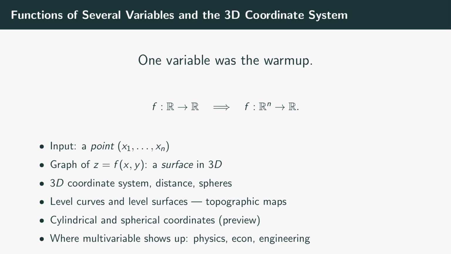But before any of that, we need the geometry. The 3D coordinate system. The distance formula. Spheres. The trick for visualizing surfaces by collapsing them to topographic maps, and the two alternative coordinate systems, cylindrical and spherical, that physicists reach for whenever a problem has symmetry. That's today.